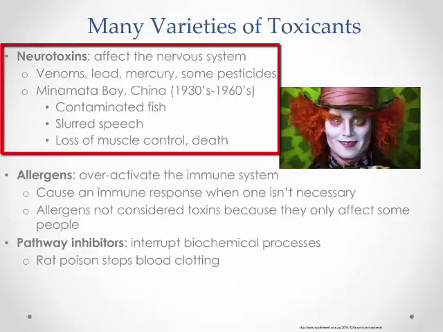Neurotoxins affect the nervous system. Examples include venoms, lead, mercury, and some pesticides. For example, people living on Minamata Bay in China between 1930 and 1960 were exposed to mercury because the nearby plant dumped it into the bay. The people ate the fish in the bay and drank the water. The results of this exposure were slurred speech, loss of muscle control, and often death.